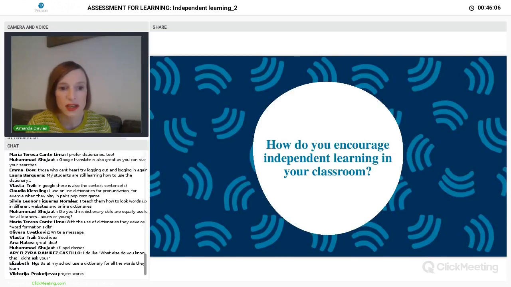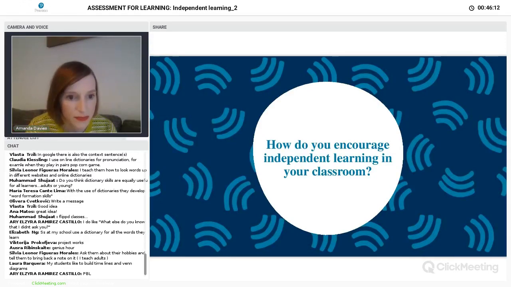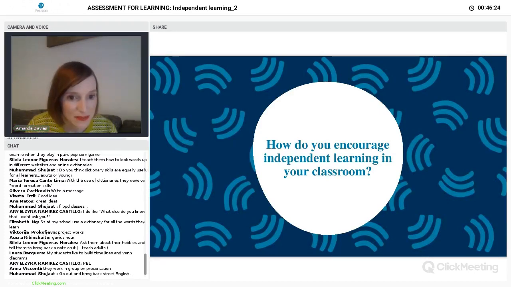Great that you use dictionaries, Elizabeth, and it's really nice if you work for a school that's got class sets of dictionaries. Getting students to talk about their hobbies is a really nice one. They can be like an expert, I guess, so they can explain and talk about their hobby to their classmates. Venn diagrams are lovely.